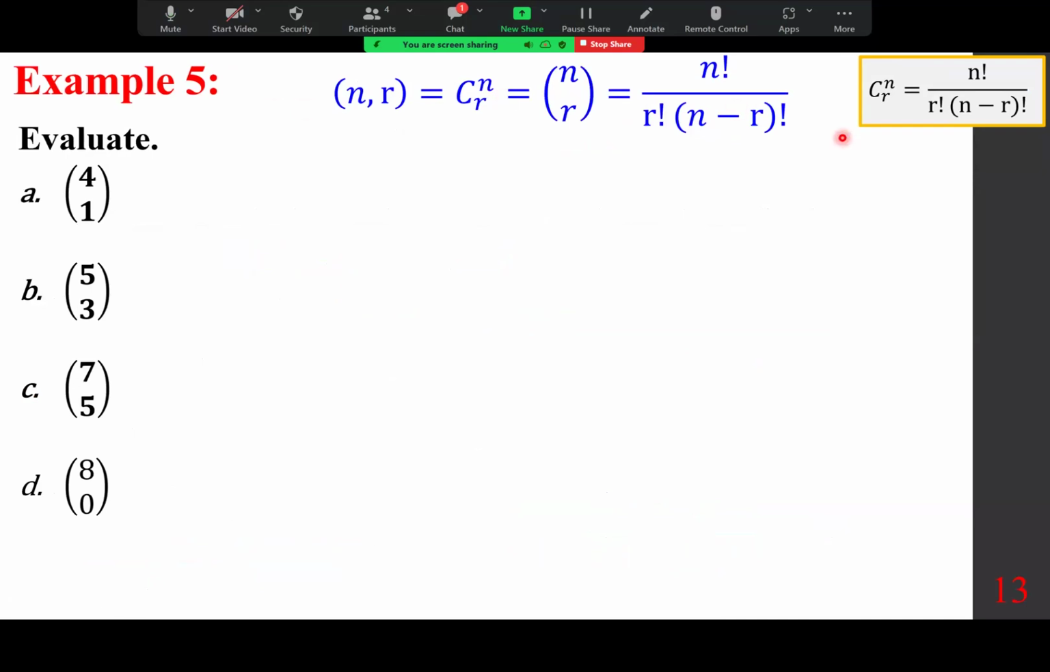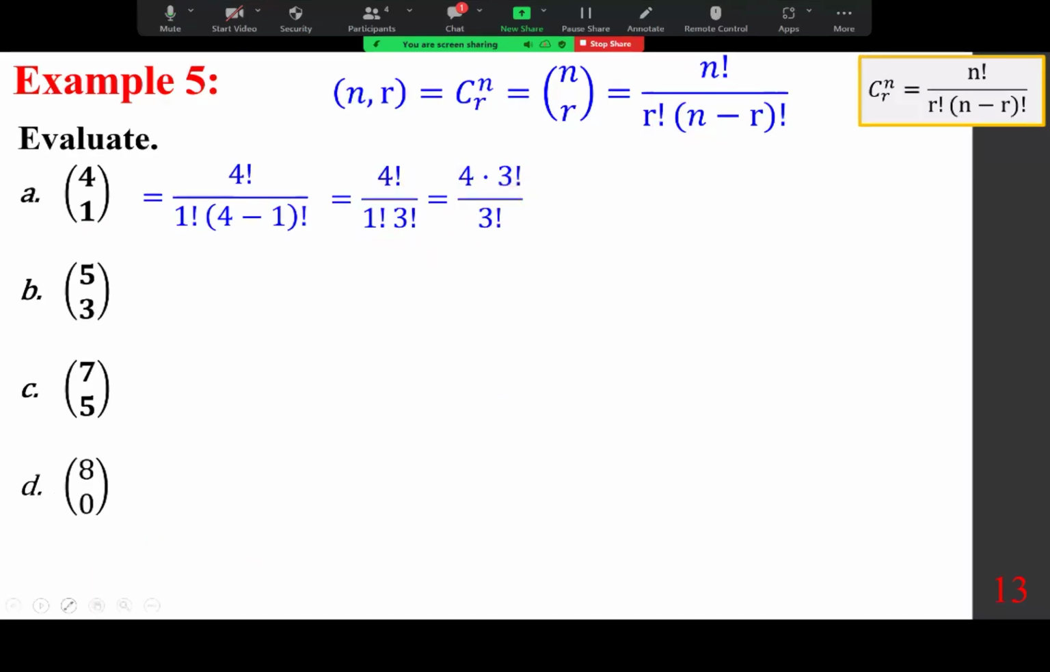All right, so here's the formula. Let's quickly calculate those for 1. So we are going to go with this formula. 4 goes up here, 4 factorial, and then 1 factorial, 4 minus 1, or 3 factorial. Again, to simplify this, the bottom is 3 factorial. We know 1 factorial is 1. We're going to write 4 factorial as 4 times 3 factorial. The answer is 4.